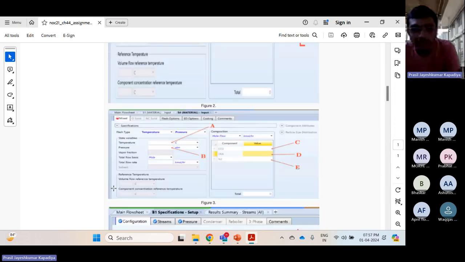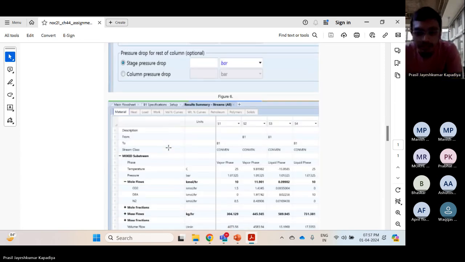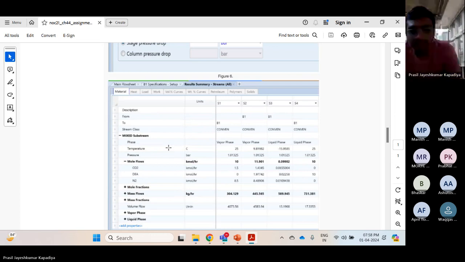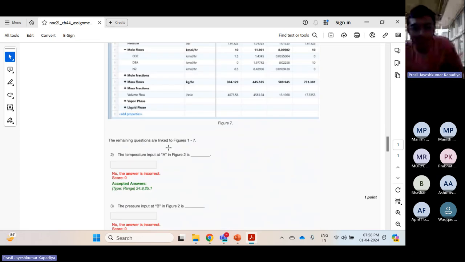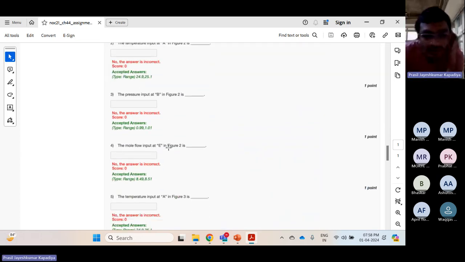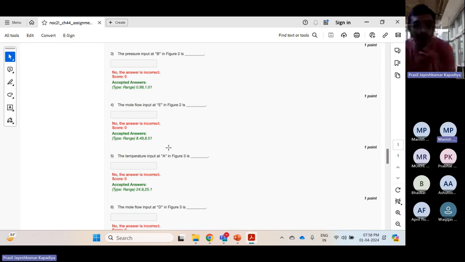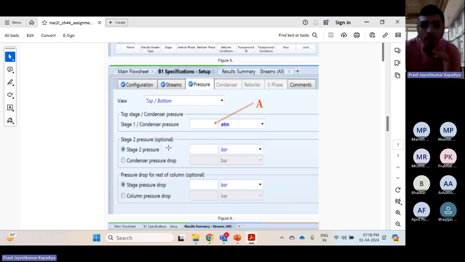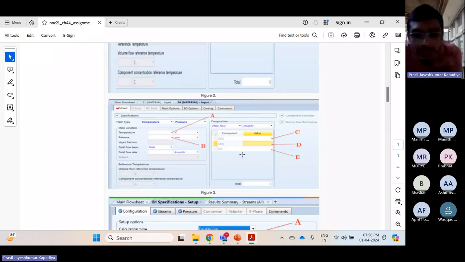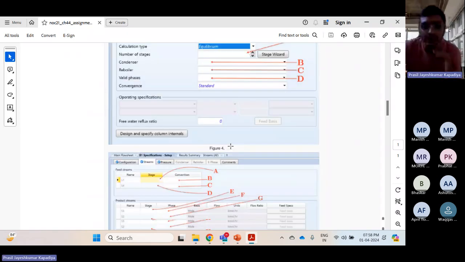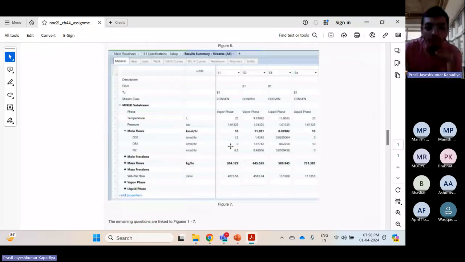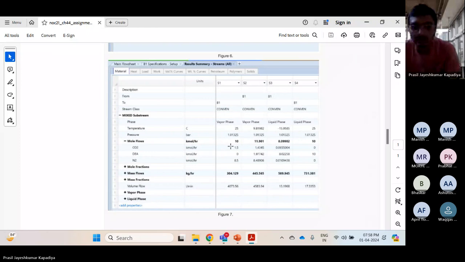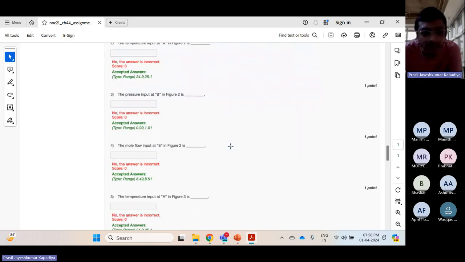The temperature input at A in figure 3 is. Now let's move to figure 3. Figure 3 is for the S4 input, right? So what is the temperature input of the S4 stream in Celsius? Let's see from here what the value is. 25. Yes, same answer, 25 degrees Celsius. Correct. The mole flow rate input at D in figure 3. Let's check what D is in figure 3. That is DEA. So what is the molar flow rate of DEA? Let me know the value of DEA. 10. Yes, it is 10.